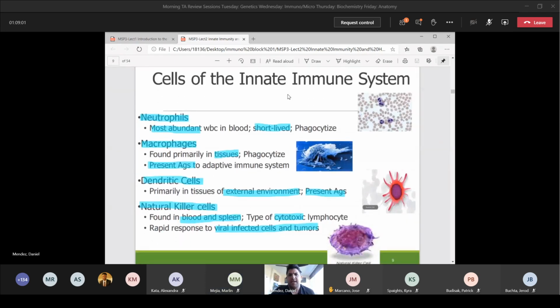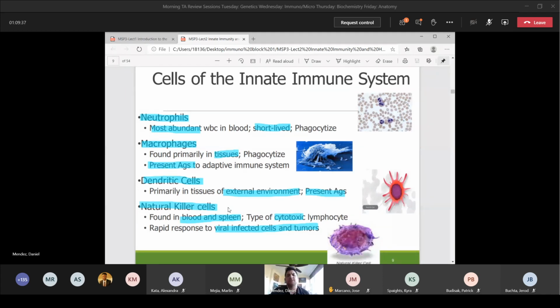Like I was saying, the cells in the innate immune system, make sure you know the difference between them. Macrophages are found in tissues. The dendritic cells are found in the external environment; these are APCs, antigen-presenting cells that we find in the skin. The macrophages are antigen-presenting cells that we find in internal tissues, whether in the liver or the kidney or other organs. These two, the macrophage and dendritic cells, are pretty important. As you can see, they present antigens. We'll get into how important antigen presenting is in lecture 3 as well as lecture 4.